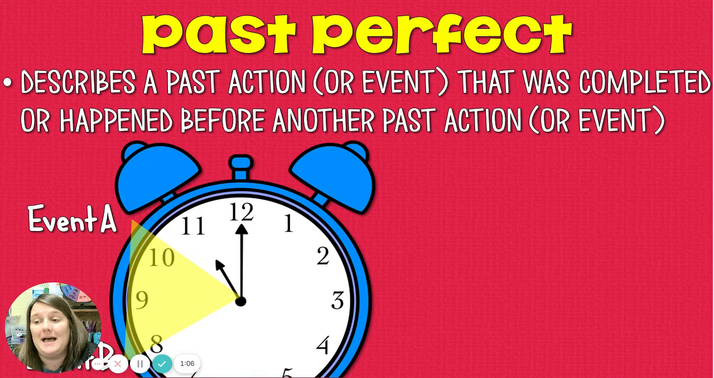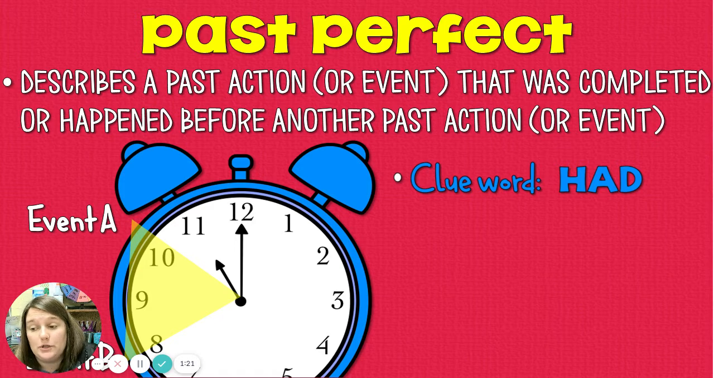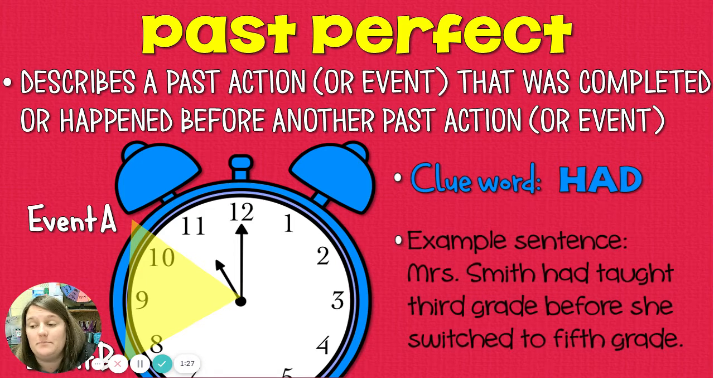So for example, there is past perfect. This describes a past action that was completed or happened before another action, okay? So again, it's when two actions kind of happen and how they correlate with each other. So your clue word, I would write this down. For past perfect, look for had. Okay, that is a big clue word with these. Not always, but a lot of the time. An example sentence: Mrs. Smith had taught third grade before she switched to fifth grade.